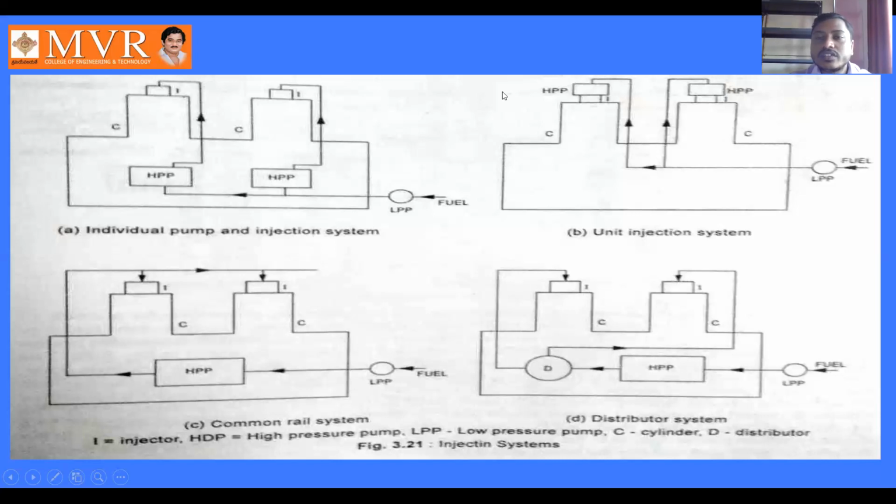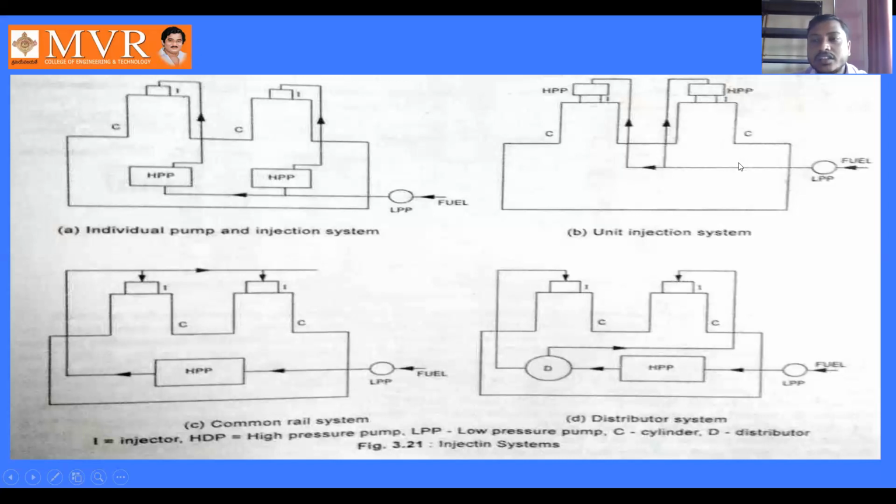In the unit injection system, we can observe high pressure pumps. In the individual pump system, the fuel injector is here and the high pressure pump is here. But coming to the unit injection system, the high pressure pump as well as the fuel injector are at the same place. We are considering the cylinder, the fuel injector and high pressure pump as one unit, and this is the other unit.